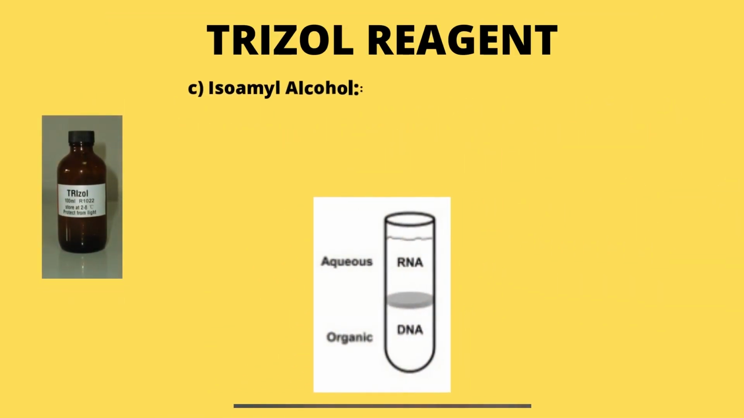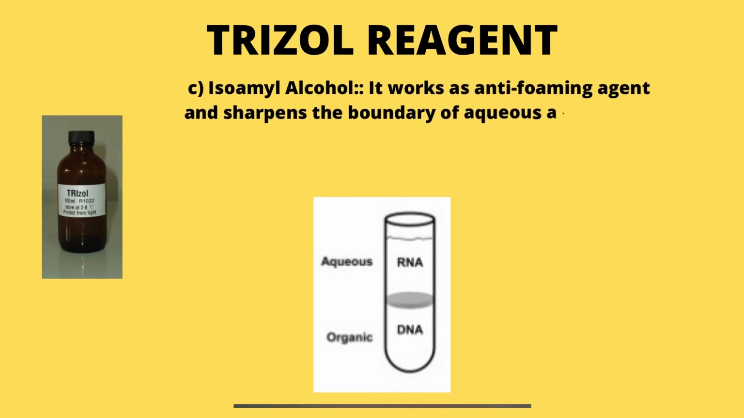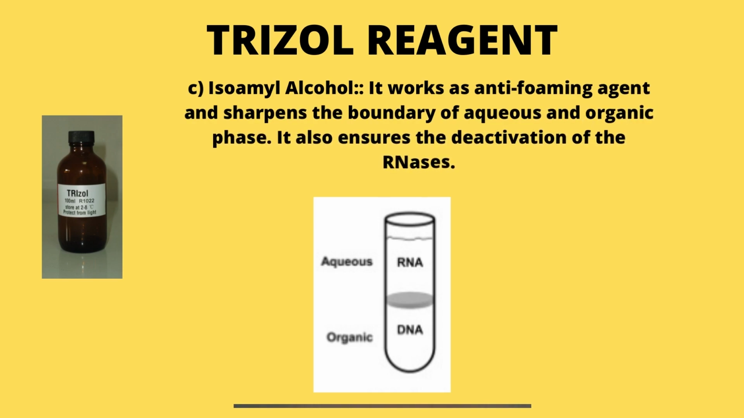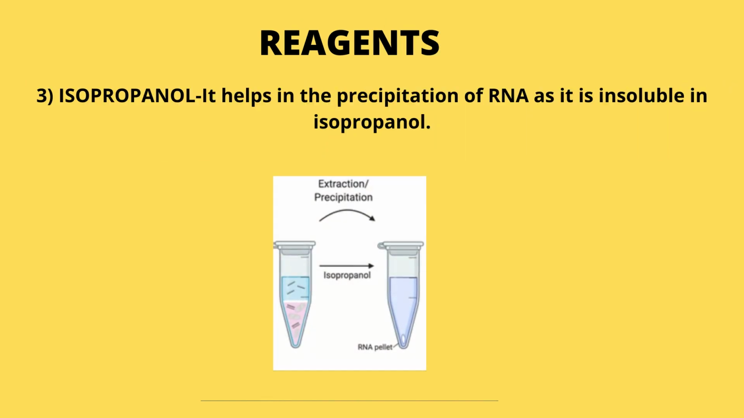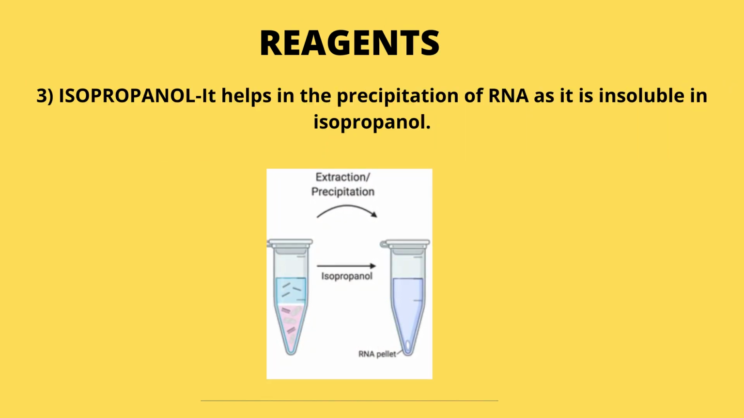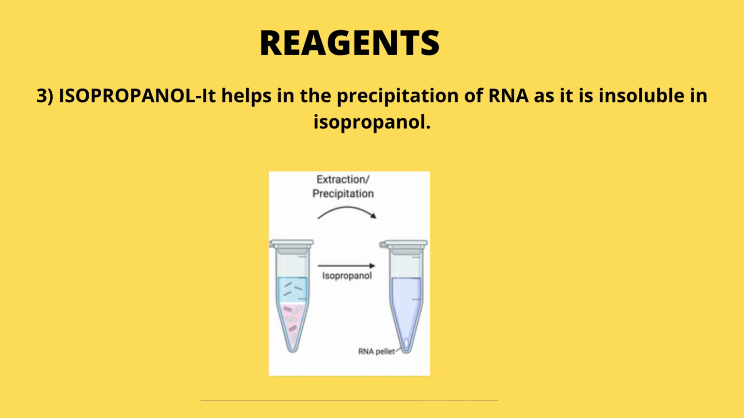The third component is isoamyl alcohol. It works as an antifoaming agent and sharpens the boundary of the aqueous and organic phase. It ensures the deactivation of RNase enzyme. The next reagent is chloroform. Chloroform helps in the phase separation by separating the three phases: the aqueous, the interphase, and the organic. Isopropanol. RNA is insoluble in isopropanol, so isopropanol is added to precipitate the RNA, which is obtained in the form of a pellet after centrifugation.